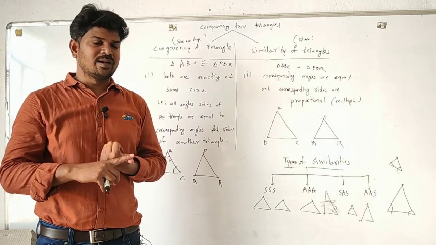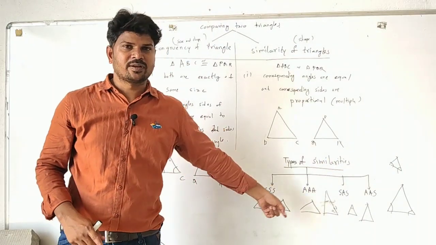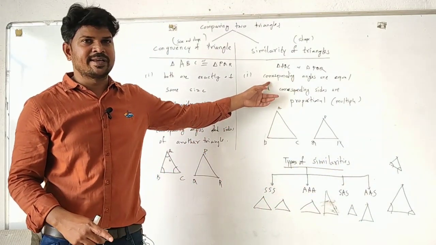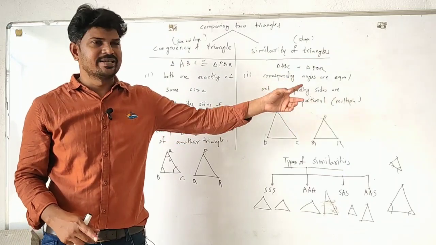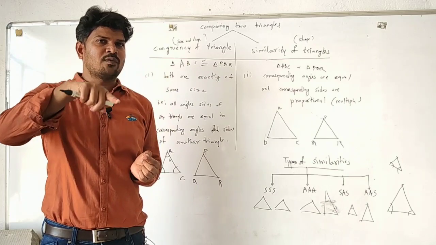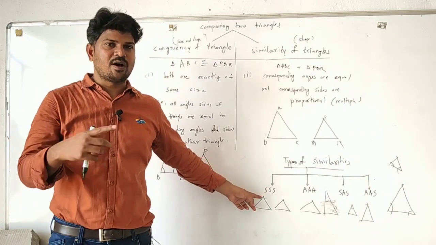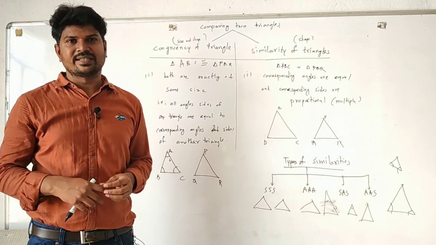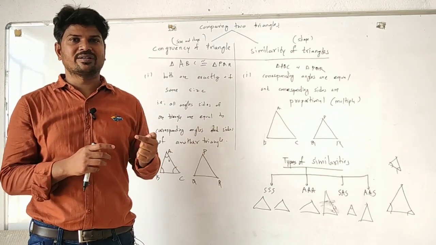In order to check the similarity, we have to go for any of these four conditions. Once it is proved, we can take this: corresponding angles are equal and corresponding sides are proportional. We have to ensure that the order you follow to check this is followed whenever you apply corresponding angles and corresponding sides as proportionate. Okay, try to learn the theorem by heart.